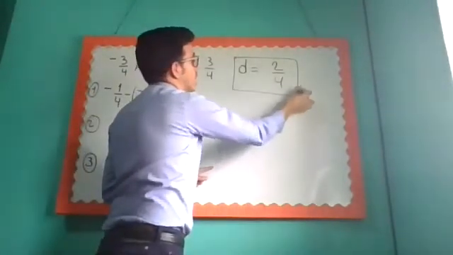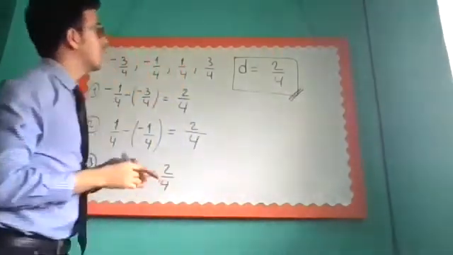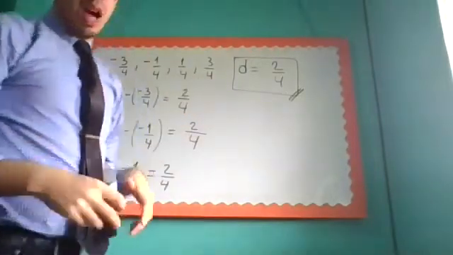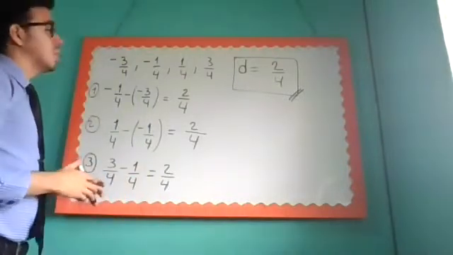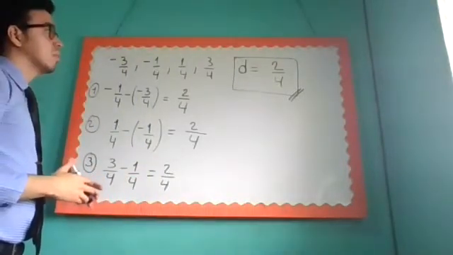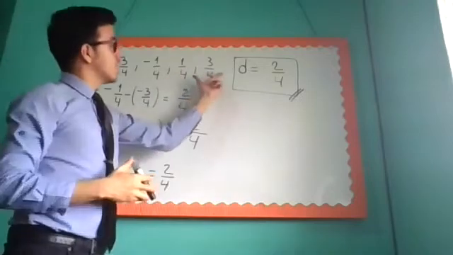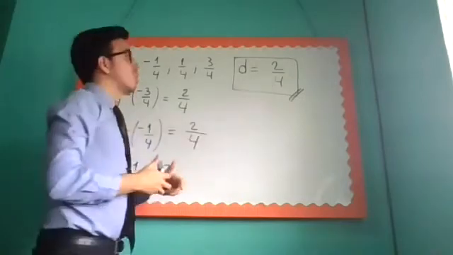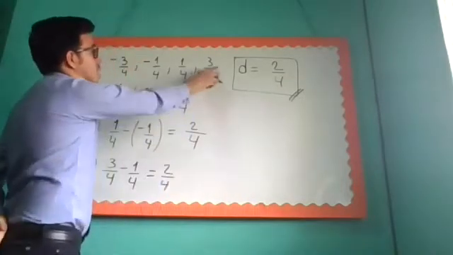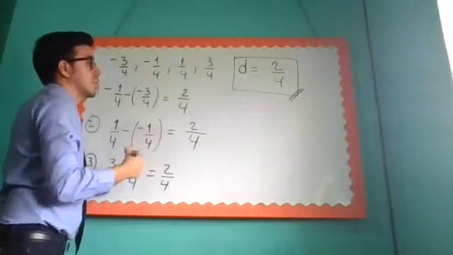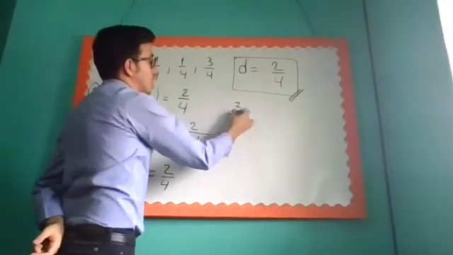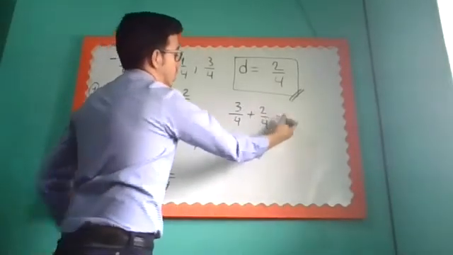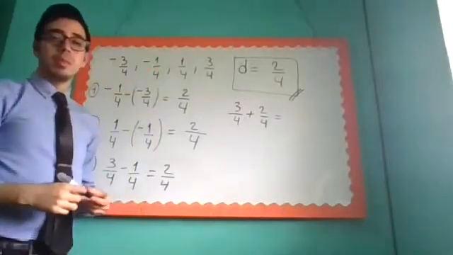What we need to do in the next step is find the next three values of this sequence, because this is an arithmetic sequence. How can we find the values? I'm going to take this term and add the common difference. So to obtain the term after this one, you take 3/4 and add 2/4. This is going to be equal to 5/4.